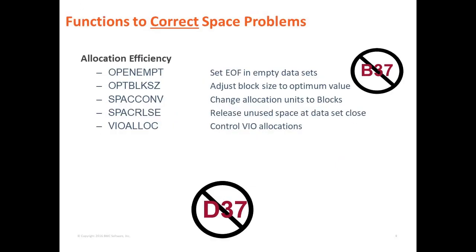Additional functions that assist in correcting out-of-space conditions are OPENEMPT, opt block size, SPAC-CONV, SPAC RLST, and VIOALLOC. These functions are used to optimize the allocations by changing the allocation requests at allocation time. These functions are not invoked as part of intercepting an error condition, or even during the allocation process. These functions make hard changes at allocation invocation. An excellent example is SPAC RLST.